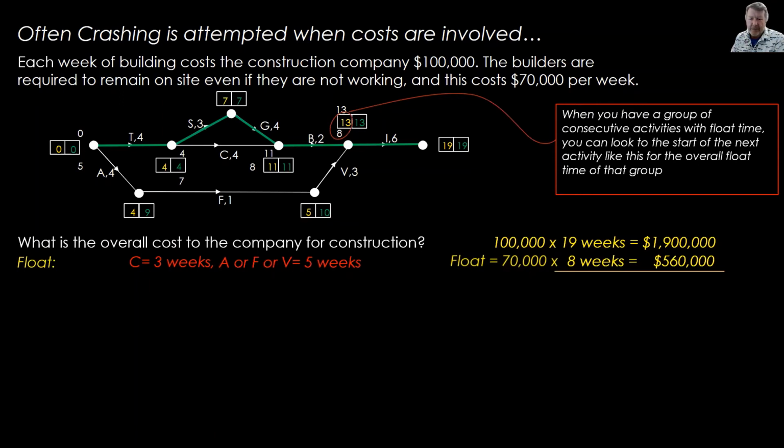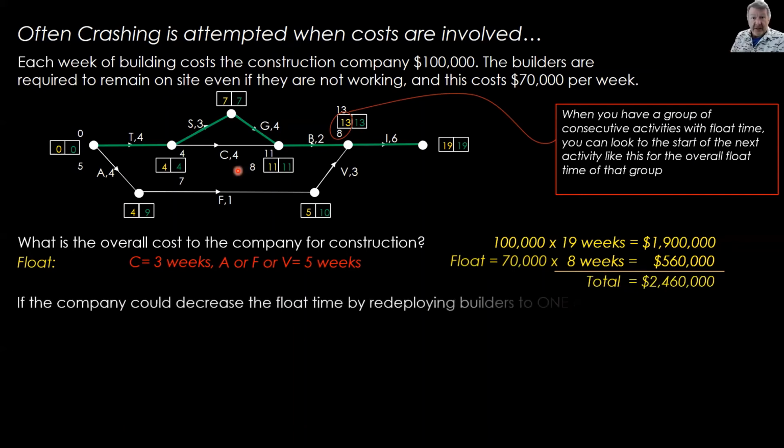Okay. Now, total $2,460,000. That's a lot of money. Now, what do we do now? We've got a lot of float time here. We've got 5 weeks of float time in there. That's a lot. We've got 3 weeks in there. That's a lot. I'm just wondering if there's a way we could bring that down a bit.